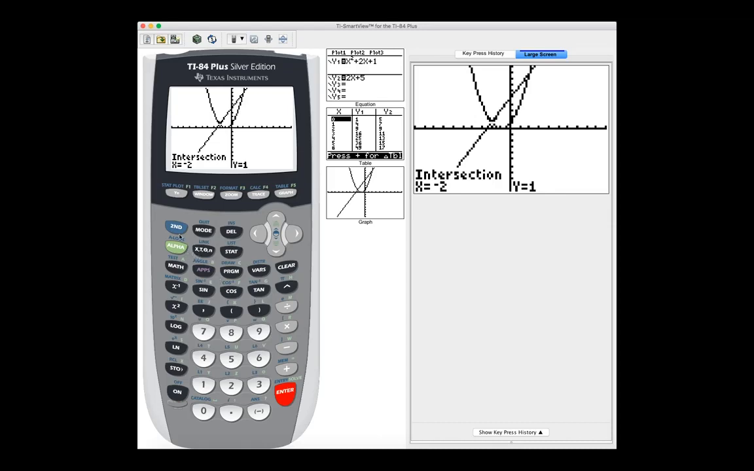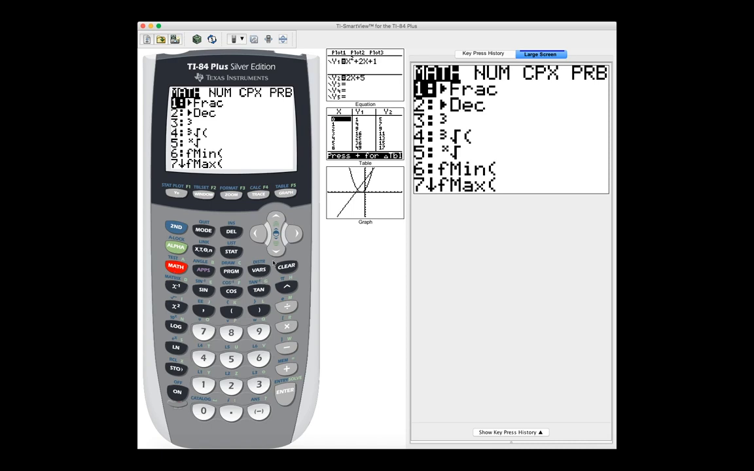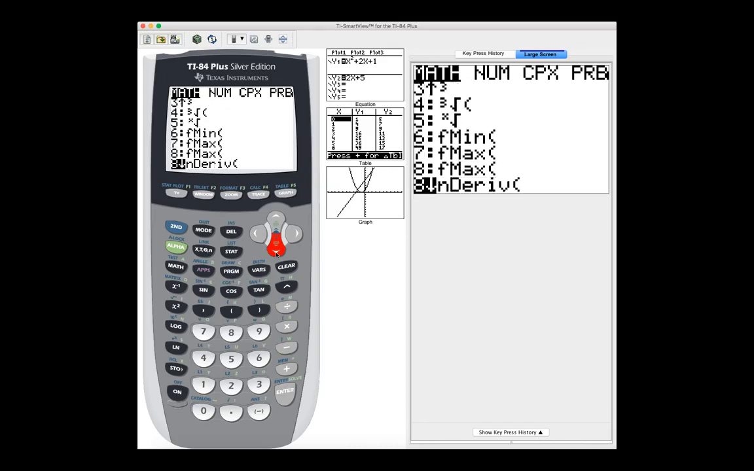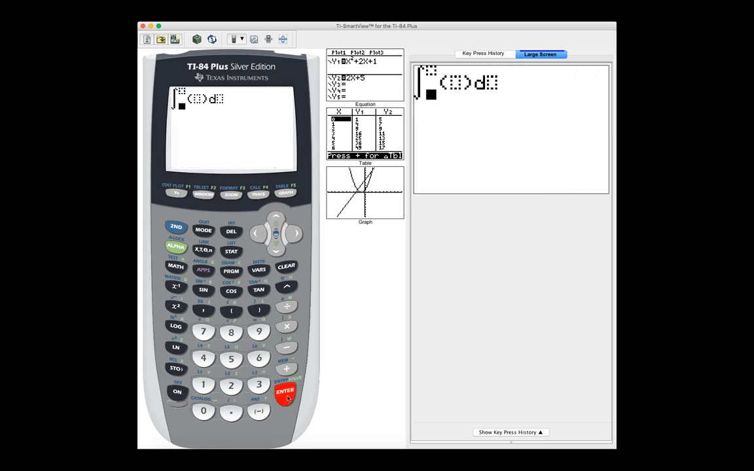Now, how do we calculate the definite integral? So we go second, quit, and you go math, and scroll down to what's called fnInt, function numeric integral. So you hit 9, or you scroll down and hit enter, and it shows up with your definite integral. Now, if by some chance your calculator shows you f and int in parentheses, I'll show you in just a second when we go back to the other screen how you can type it in.